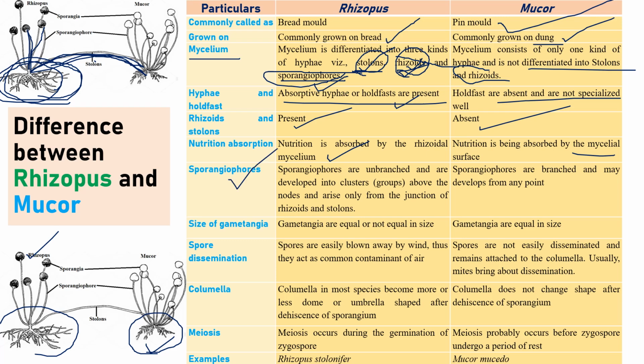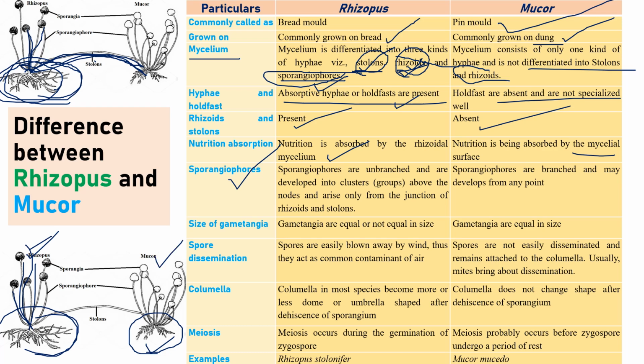Next one is the sporangiophores. What is a sporangiophore? It is a stalk-like structure. Very simple difference here. In the case of Rhizopus, the sporangiophores are unbranched. Take a look at this. They are not branched, they are simply like groups, but they develop above the nodes. Here it is a node just above the rhizoidal mycelium. So just above the nodes, clusters of unbranched stalk-like structures arise from the junction of these rhizoids. That is Rhizopus.